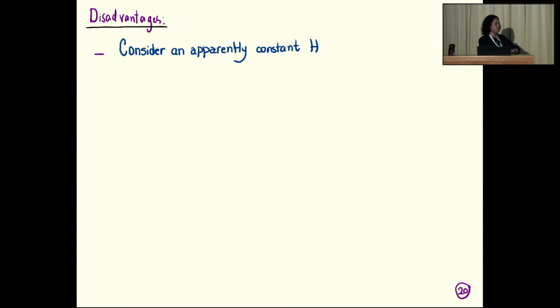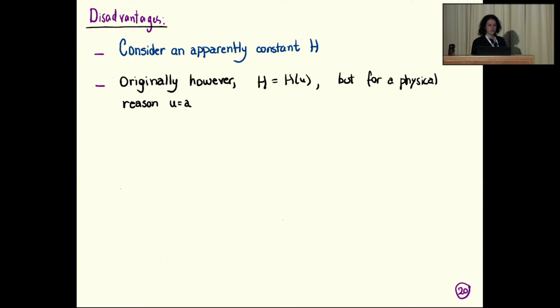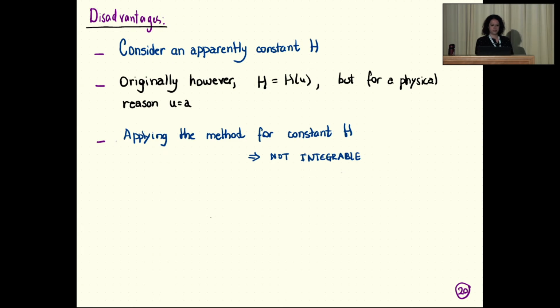A second disadvantage is that, if somebody gives you a Hamiltonian and asks you, is it integrable? And this Hamiltonian they give you is constant. Sometimes you try and you say, oh, it's not integrable. But it could be that when somebody gave you the Hamiltonian, they had chosen, for some physical reason, the value of u. And there exists a Hamiltonian that will be integrable, but it will be u dependent. But you don't know that because somebody just gave you a constant Hamiltonian. So you would reach the wrong conclusion for these cases. So this is a problem.